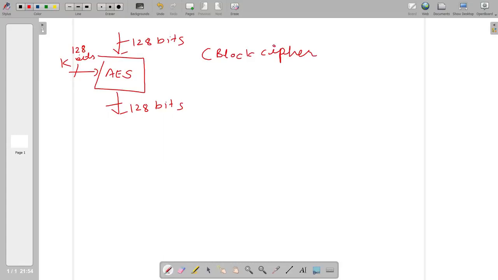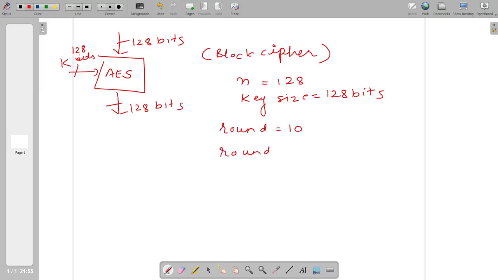There are three versions of AES basically. The block size n is 128 bits, and the key size k is also 128 bits in the first case. In the first version the number of rounds is 10. In the second version, rounds are 12, and in the third version, rounds are 14.